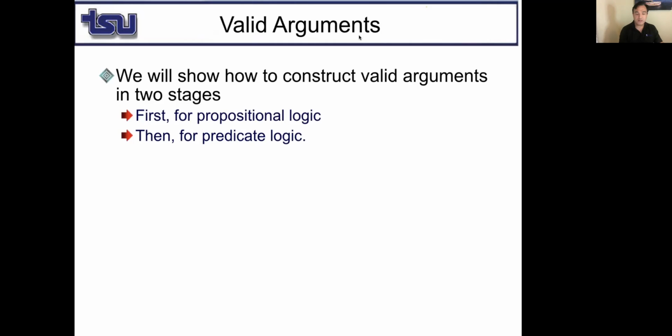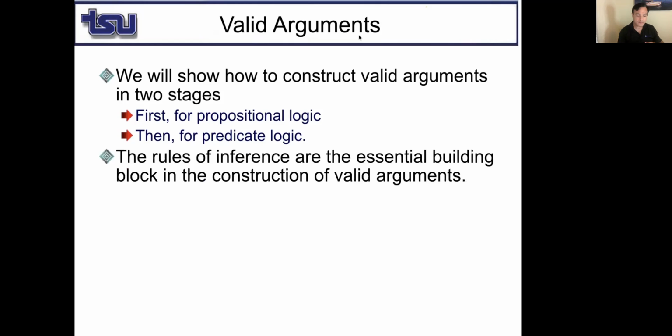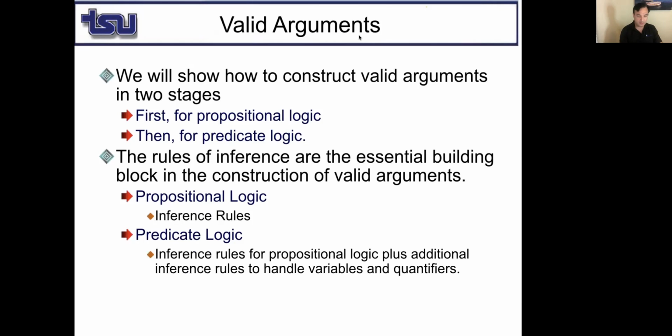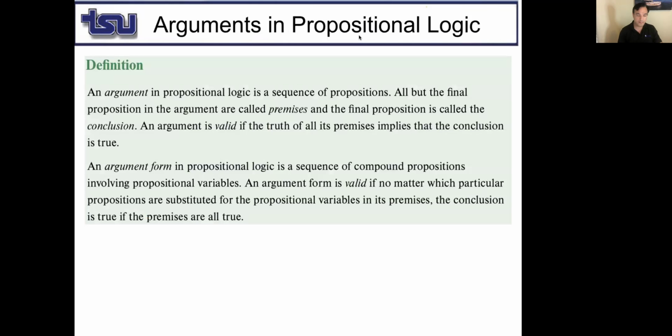We will show how we can construct valid arguments in two stages. First, we are going to use propositional logic and then predicate logic that involves quantifiers. The rules of inference are the essential building blocks in the construction of valid arguments, as we will see. In propositional logic, we will have inference rules. In predicate logic, we will have the inference rules in propositional logic, plus the inference rules to handle variables and quantifiers, okay?